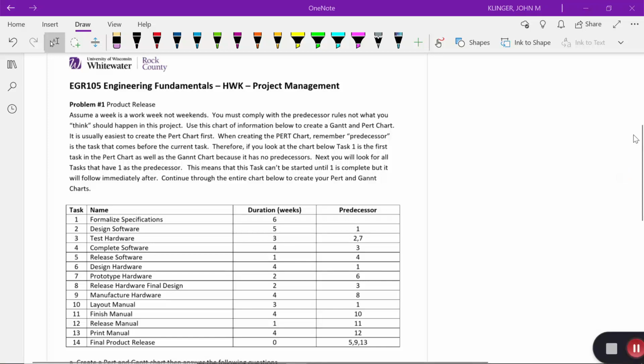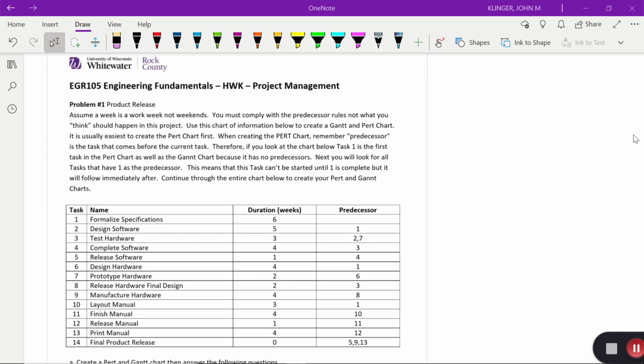Okay, I wanted to give you some quick hints and clarification on the project management homework. I'm just going to read the beginning part. It says, assume a week is a work week, not weekends. You must comply with predecessor rules, not what you think should happen in this project.